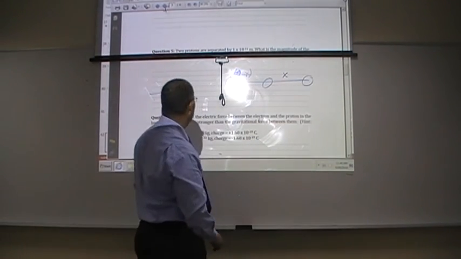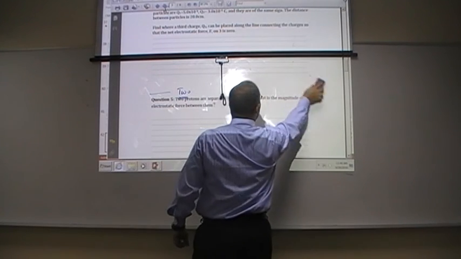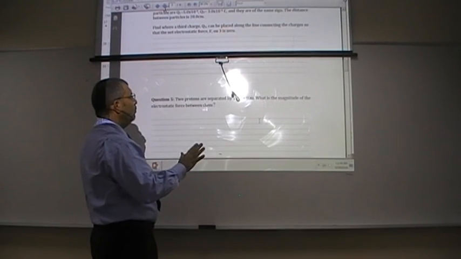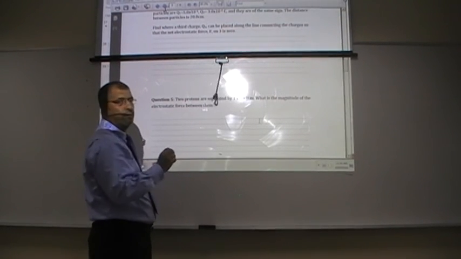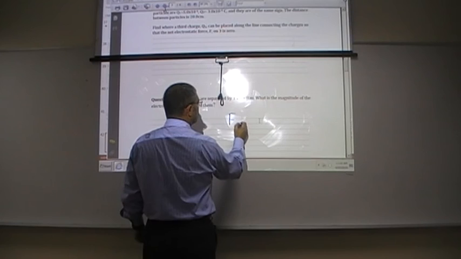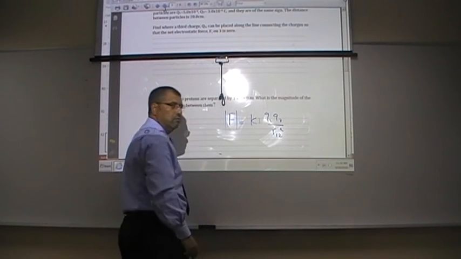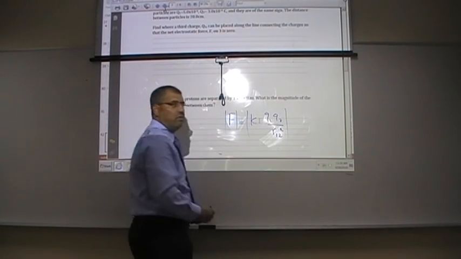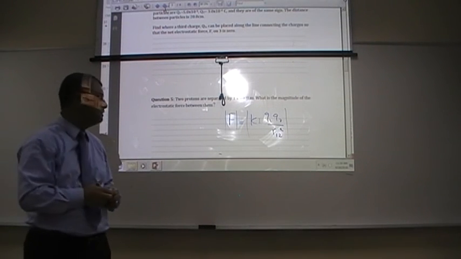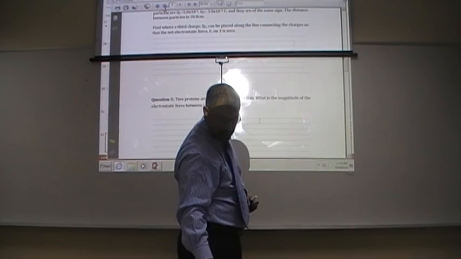Okay, what else? Question number 5 says that two protons are separated by that distance. What is the magnitude of the electrostatic force between them? Two protons, electrostatic force. F is equal to K Q1 Q2 divided by R12 squared, magnitude. What's the charge Q1? What's the charge Q2? Protons. It's both positive, 1.6 times 10 to the power minus 19, and the distance is given. So it's a very straightforward question. All right. What else?